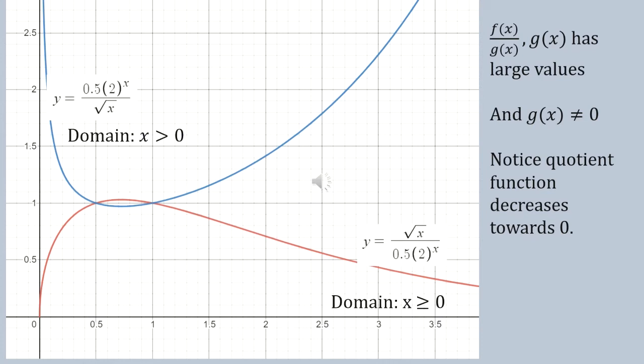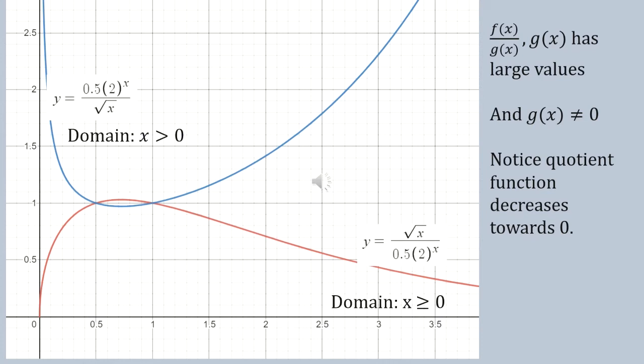However, when you were dividing by the exponential functions, they are never equal to 0. And so our domain is still just restricted by the square root. So the domain of the square root of x being divided by 0.52 to the x is still x greater than or equal to 0.